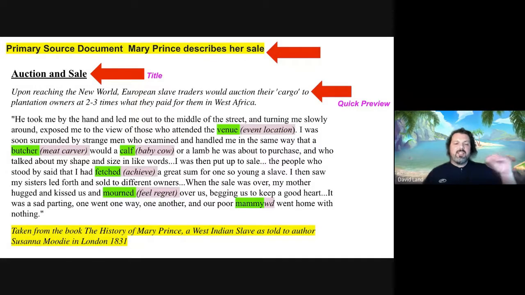At the bottom, we see that the quote ends the evidence, so Mary Prince has stopped talking, but at the bottom, highlighted in yellow, it also tells us that this primary source evidence was taken from the book The History of Mary Prince, a West Indian Slave, and was told to an author named Susanna Moodie in London in 1831. So Mary Prince told Susanna Moodie about her experiences, and then Susanna Moodie wrote it down. This is a primary source.